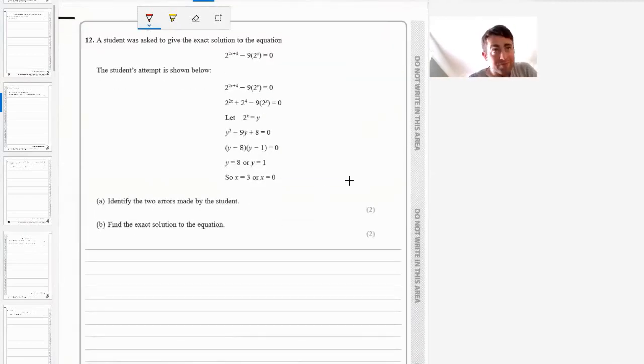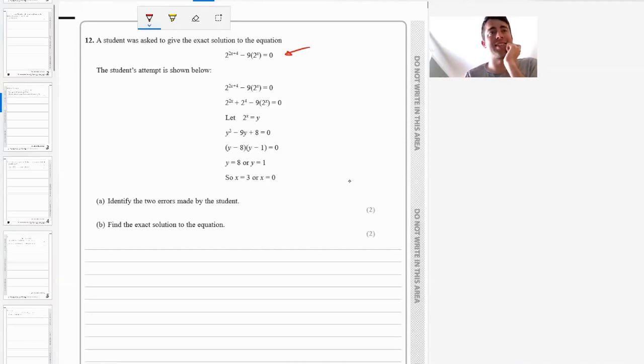Question 10. These spot the mistake questions are increasingly common in these exams. A student was asked to give the exact value to this equation, and we've got the student's attempt. You can read that through line by line and just see if anything springs out to you as to what's incorrect, and something might spring out to you very soon with that one. Hopefully it will.